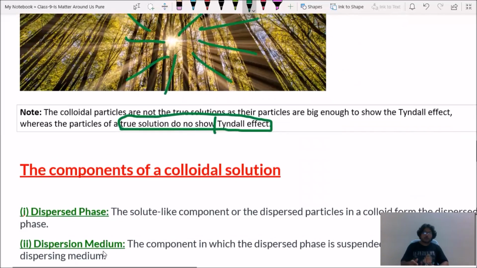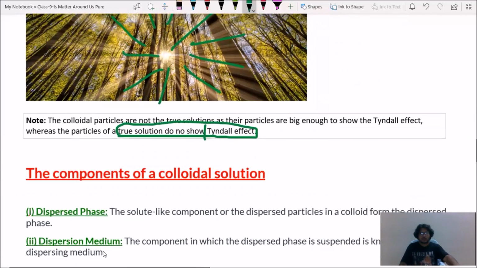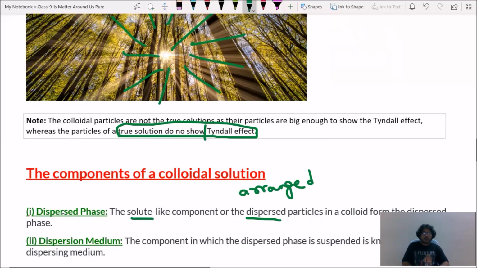Moving to the components of colloid solutions. There are two components. The first one is the dispersed phase, the second one is the dispersion medium. What is meant by dispersed phase? It is quite simple. The solute particles which are dispersed, in the sense which are arranged or scattered, or you can say solute particles which have occupied the entire space, that is called the dispersed phase.